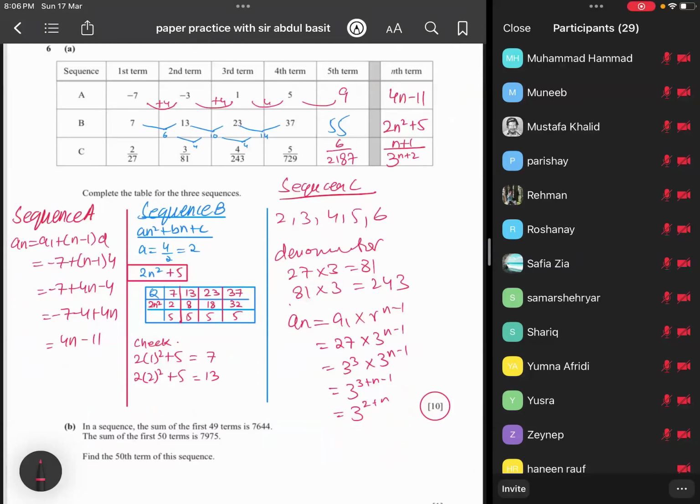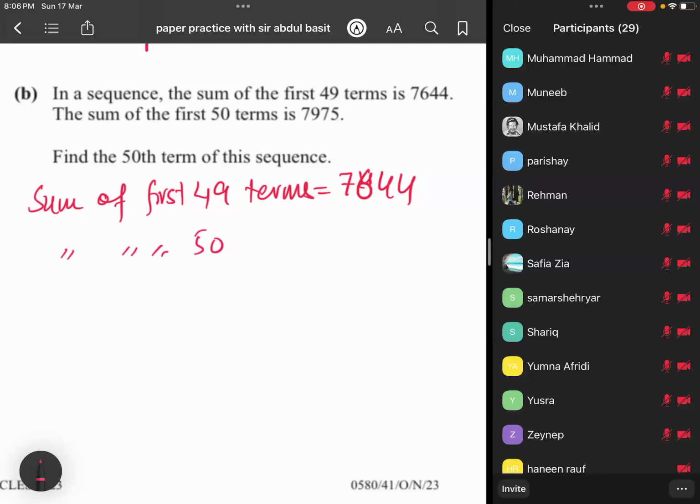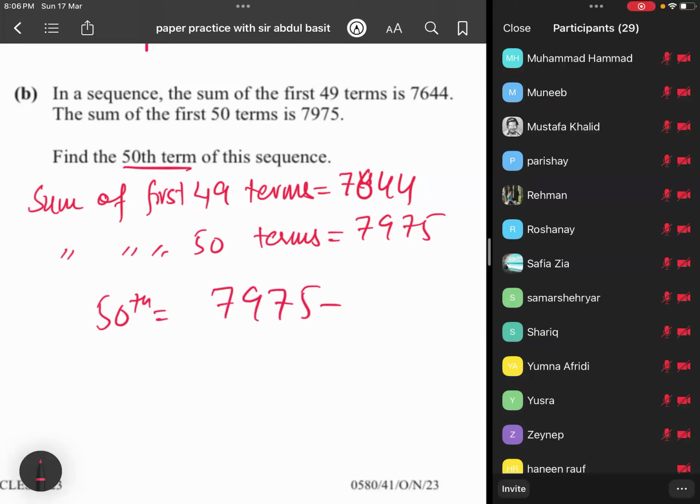In a sequence, the sum of the first 49 terms is 7644. The sum of the first 50 terms is 7975. Find the 50th term. It's easy. So the 50th term is 7975 minus the sum of the first 49. What is the answer? 7975 minus 7644 is 331. 331 is the 50th term.